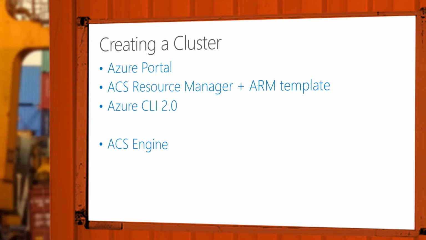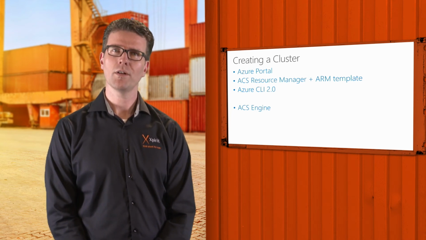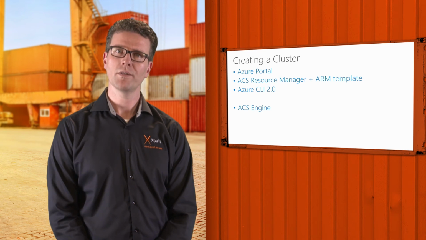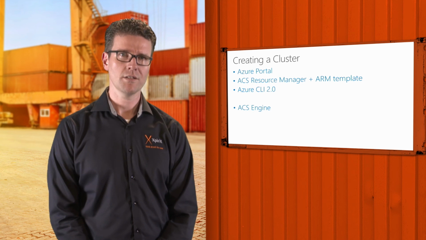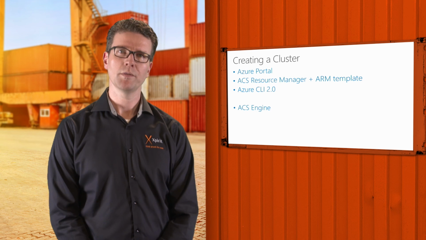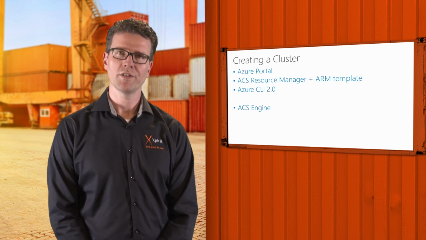You can create an ACS cluster using the Azure portal or directly by using the Azure Container Services Resource Manager with an ARM template. You can also use the Azure CLI 2.0. In Chapter 223, you will learn how to do this. For ultimate flexibility in your cluster configuration, you can also use a tool called ACS Engine. ACS Engine is a tool that generates an ARM template. You can modify the template before you deploy it to Azure if needed, so you have full control over the provisioned resources.